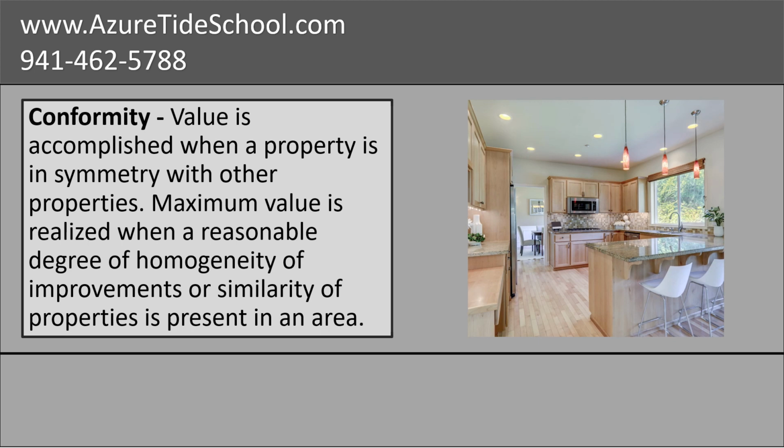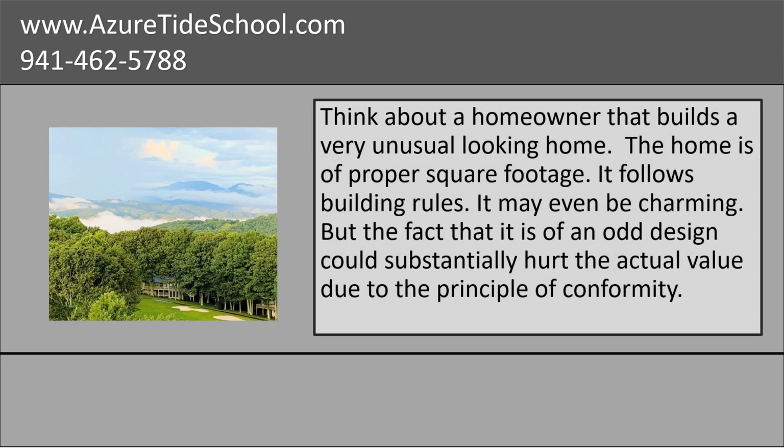Conformity. Value is accomplished when a property is in symmetry with other properties. Maximum value is realized when a reasonable degree of homogeneity of improvements or similarity of properties is present in an area. Think about a homeowner that builds a very unusual looking home. The home is of proper square footage, it follows building rules, it may even be charming, but the fact that it is of an odd design could substantially hurt the actual value due to the principle of conformity.